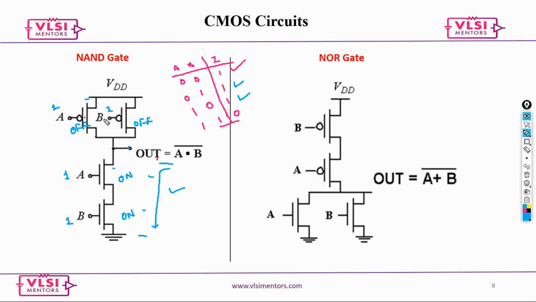Now look at the top. This is off and this is also off. So there is no charging path, only a discharging path. That means zero. So this is how you should come up with your circuit and verify it with the truth table. This is the way you should explain it in case you are attending interviews or if you are asked to.